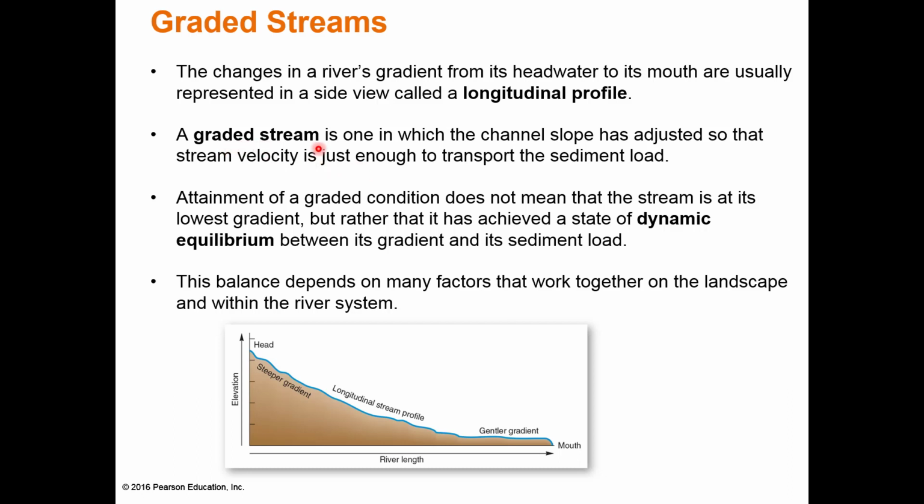A graded stream, that is a stream that has formed this shape, is one in which the channel slope has adjusted so that the velocity of the water is just enough to transport the sediment load. It's a very different way of looking at rivers, but rivers up in the mountains are steep. You could think of it because they need that slope to carry the bed load of the mountains, big rocks and boulders in a sense.